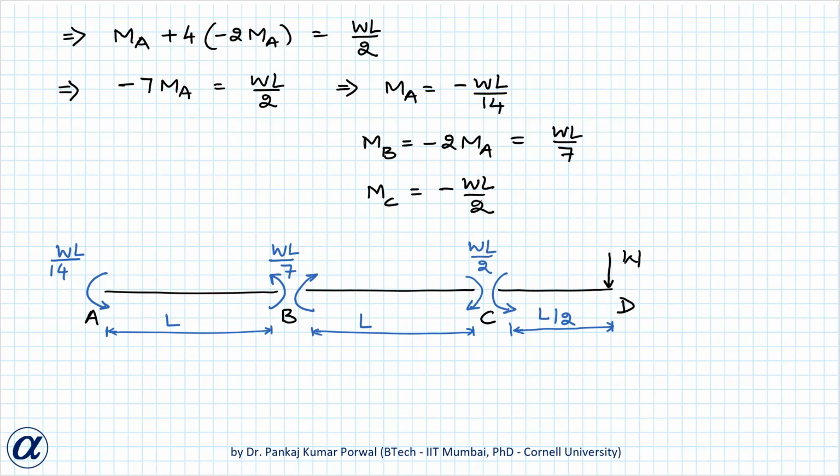So here I have shown all the beam segments with their bending moments at the ends. Here MA is minus WL by 14, so I have shown that as plus WL by 14 in hogging sense. MB is WL by 7, so I have shown that as sagging WL by 7. MC is minus WL by 2, so I have shown that as plus WL by 2 in hogging sense.